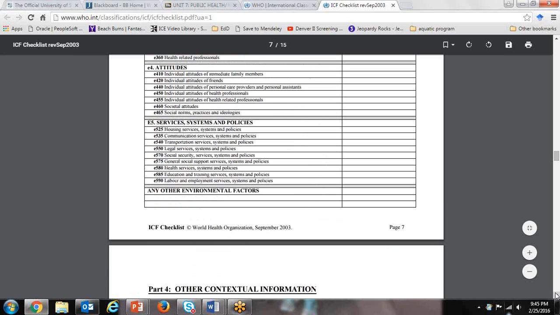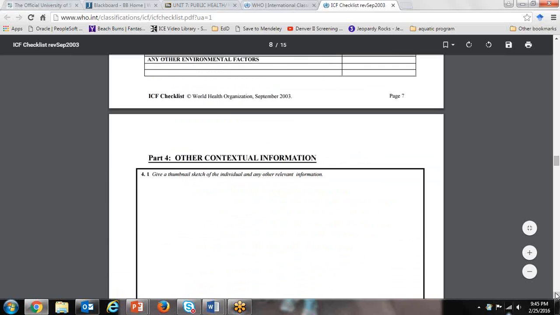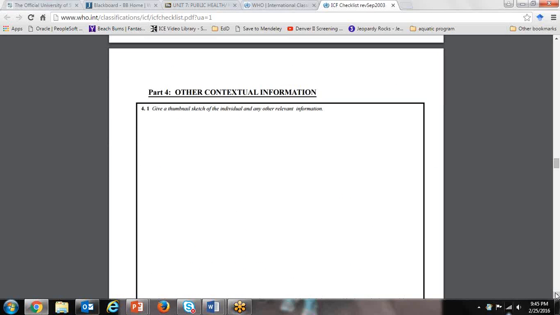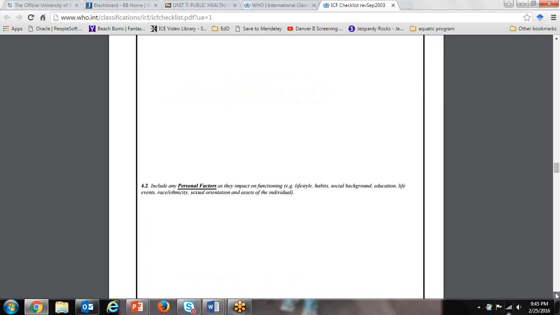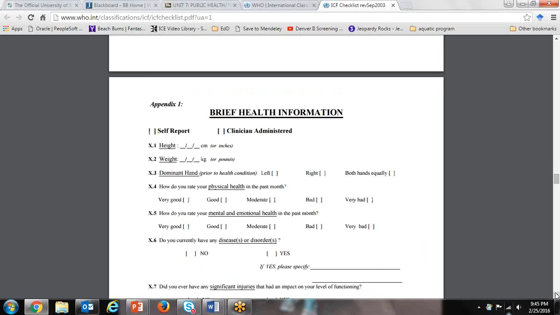After you go through this entire page, you can see you'd have a really good picture of what this client looks like, a very clear picture of them. Additionally, you have some space to put in other contextual information, any personal factors or anything that you didn't have a chance to address above.